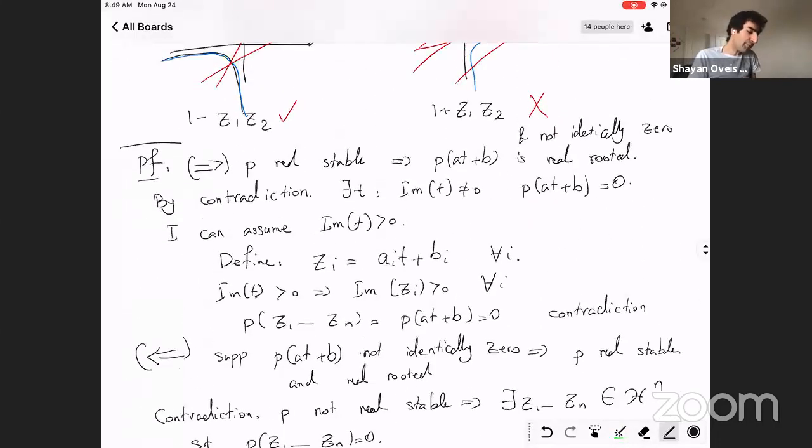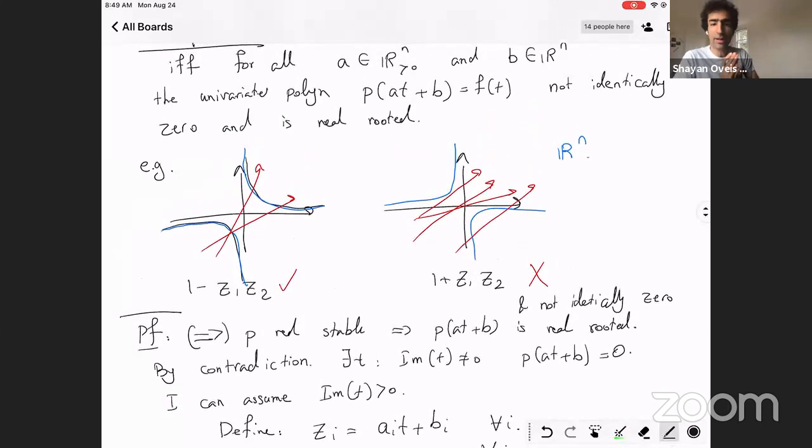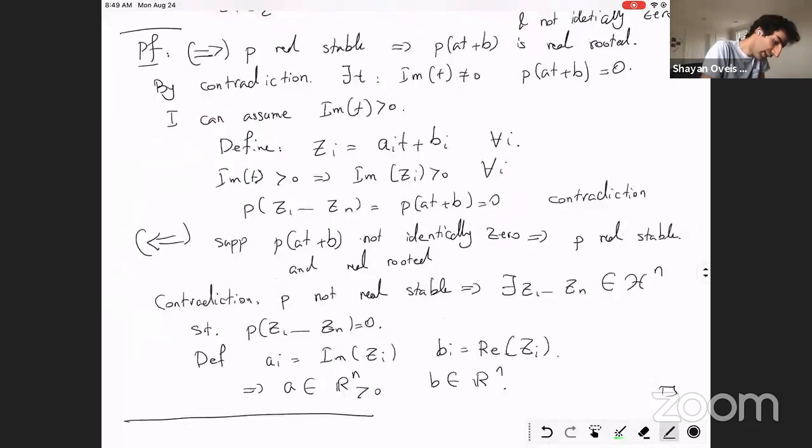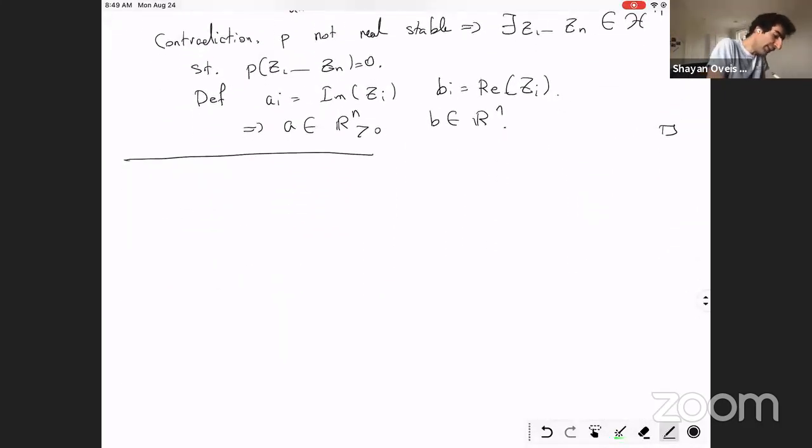So now we have two different ways to think about these real stable polynomials. One is that they have no roots in the upper half complex plane, and the second one is that if you look at any univariate restriction, the polynomial is real rooted. Okay, so now before going further, let me just do some examples and non-examples of these real stable polynomials. We already saw one example and one non-example.